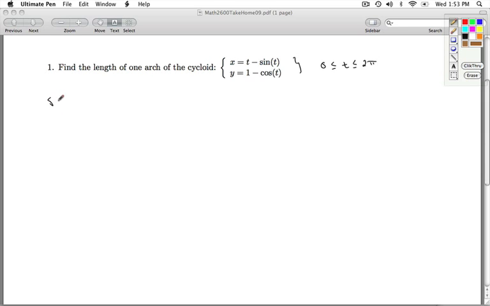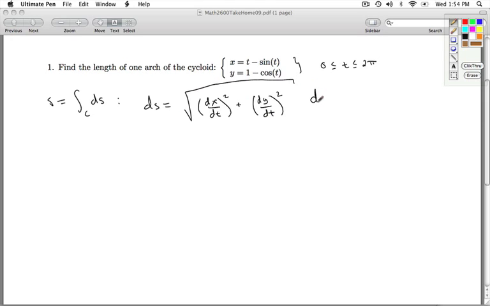So to find the arc length of this, I'm going to integrate over the curve C the arc length differential. And if you remember back to class, how do we get the arc length differential? Well, we take dx dt, the derivative of x with respect to t, square it, dy dt, square it, add them up, take a square root, dt.